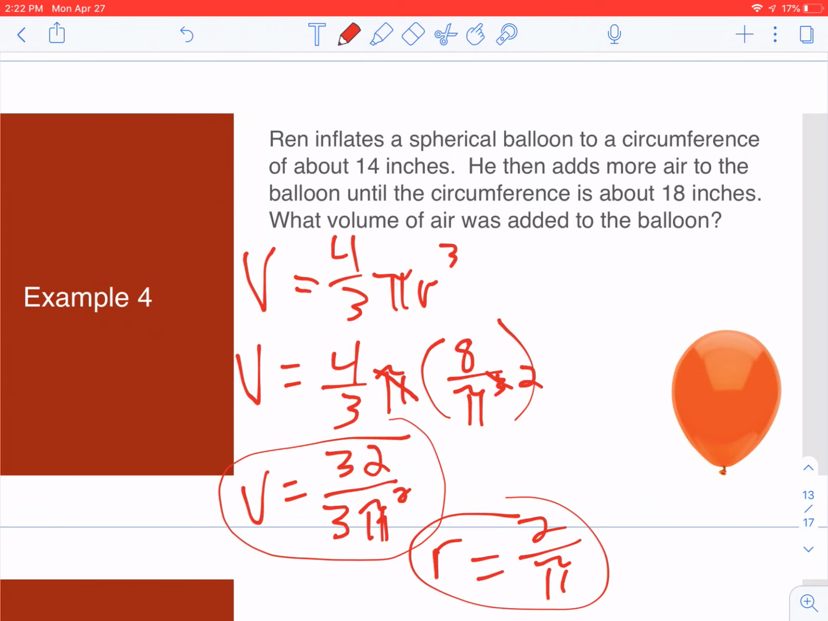The biggest thing, though, is to get the difference between the two balloons. All right, that's it. Make sure you ask questions if you have them.